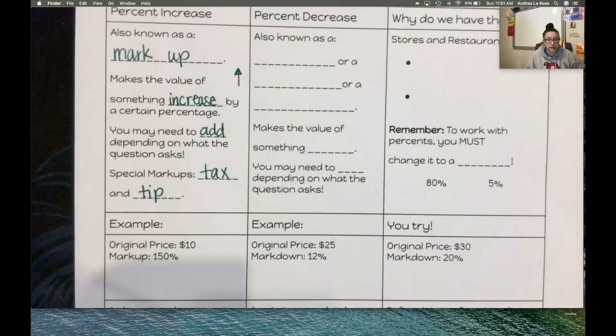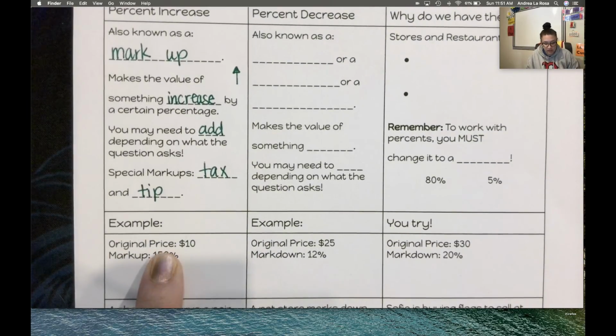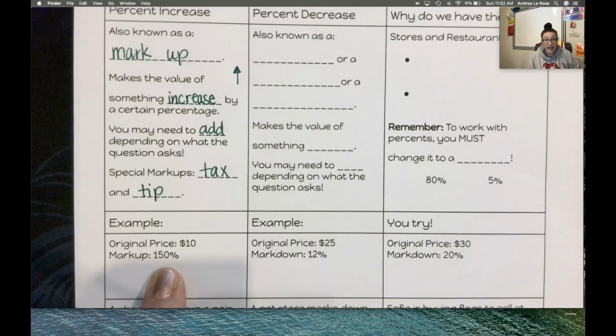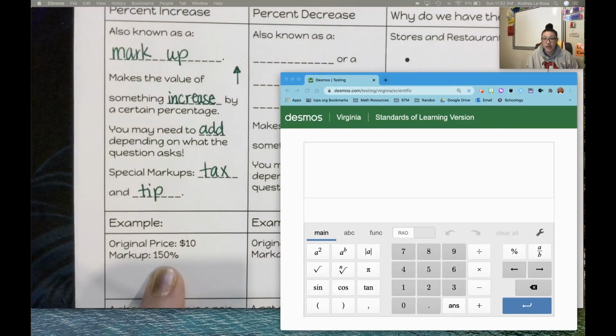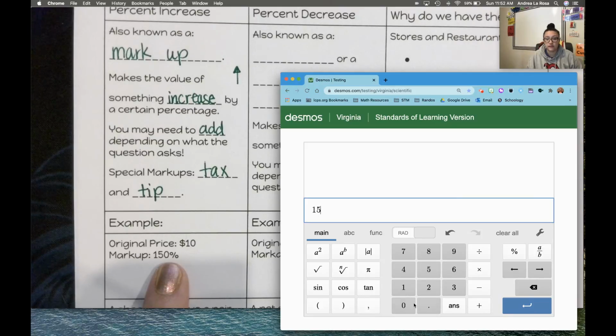So down here for an example, we see the original cost of an item was $10 and we want to mark it up 150%. So the first thing that we're going to want to do is figure out how much is that markup. So if I bring up my calculator, I know it's $10 that I have, and I want to mark it up 150%. There's two different ways that you can go about this. I can say that I want to know 150% of that original $10, and that would be $15.